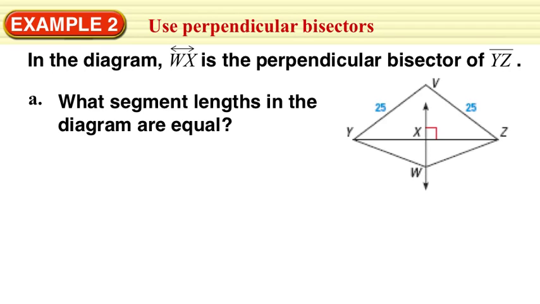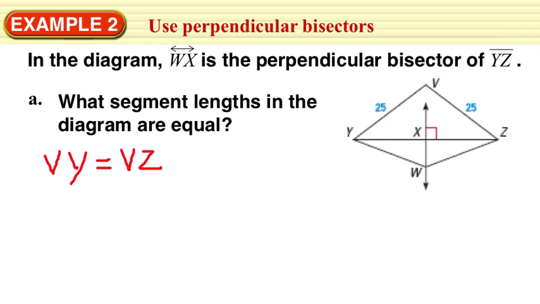So first of all, you can see that VY here is equal to VZ because it's shown in the diagram. That would be your reasoning. They both have a length of 25. So that's one part of our answer. VY is equal to VZ.